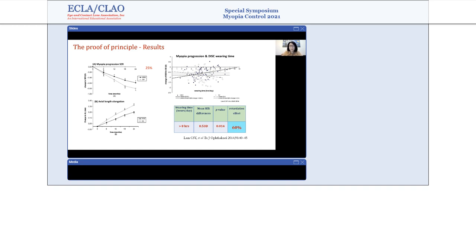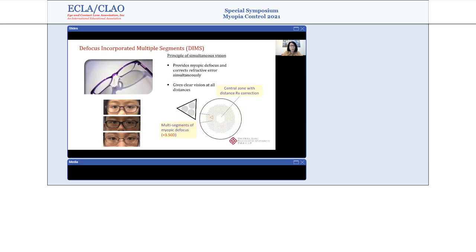In this figure, we plotted the contact lens wearing time versus the change in ocular refraction. And for children who have worn the DIS lens for more than 8 hours, the retardation effect reached 60%, with a mean difference between the control and treatment group of 0.53 diopter. Of course, we all know there are limitations for children to wear contact lenses.